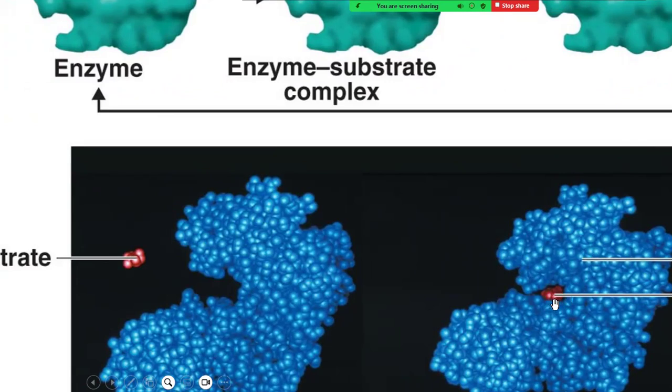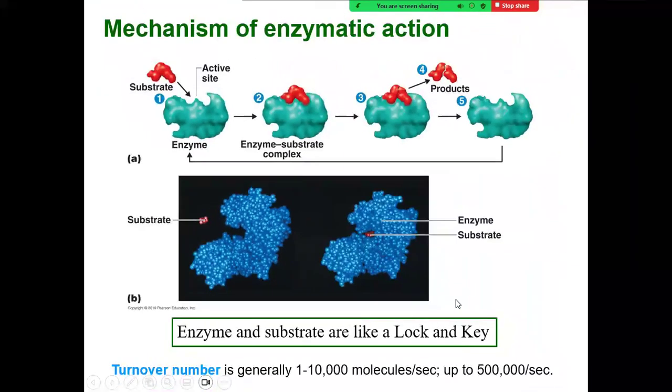You notice this substrate is flatter than that one. So the substrate changes shape as well. Yes, the substrate changes shape as well when the substrate is bound to the enzyme. It doesn't change its shape as much as the enzyme does. The enzyme really changes its shape. And so we could say this isn't the hand in the glove model.